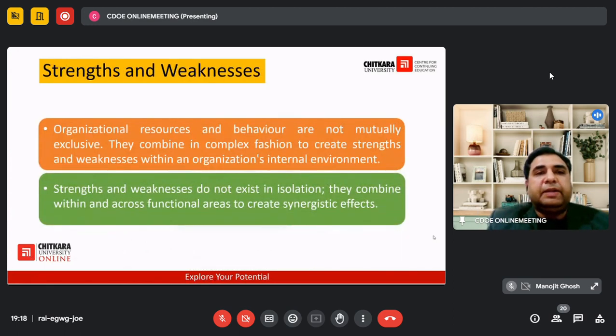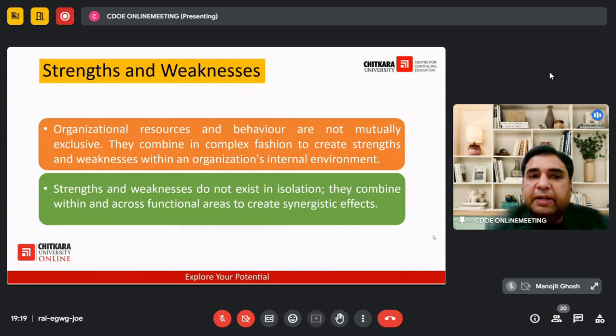Now, the strengths and weaknesses. Organizational resources and behavior are not mutually exclusive. Again, I'm saying we cannot say that one hand in a human body is different from the other hand. They cannot be mutually exclusive. Both are required to do a task, whether it is to eat or to play or to do any task in your life. You require both hands, you require both legs. You cannot say that one leg, one hand, or one head is enough to complete any task. So organizational resources and behavior are not mutually exclusive. They are dependent on each other.